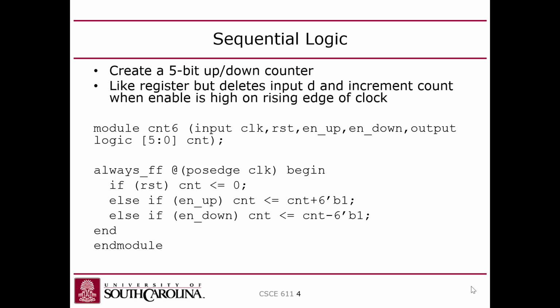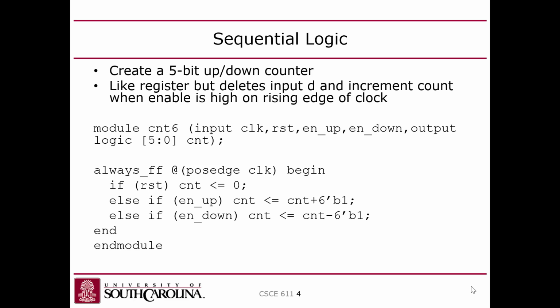And what happens if they're both asserted? It'll just count up, because the up functionality is given priority. It appears it's checked before the down, the way that's written. So if you had them both asserted, it would count up.